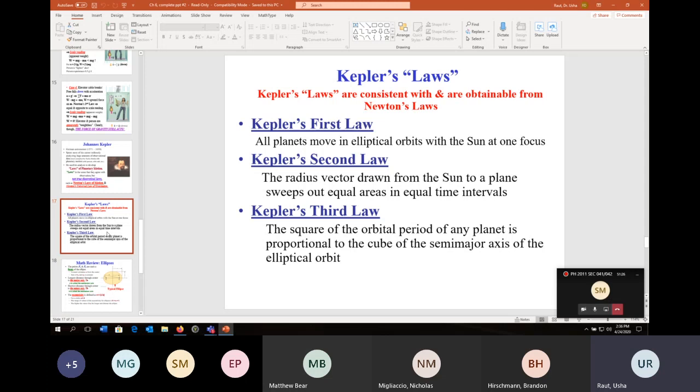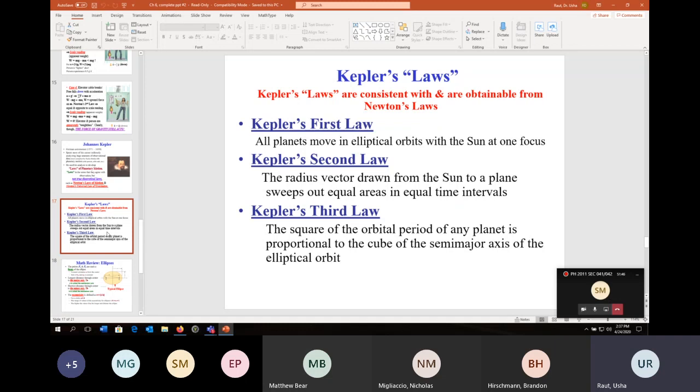It has 2 foci, as they are called. It has 2 focal points, and that's how we define an ellipse. So, according to Kepler, the sun occupied one of the 2 focal points, and at the other, there was nothing. So, according to him, every planet has an elliptical orbit about the sun.